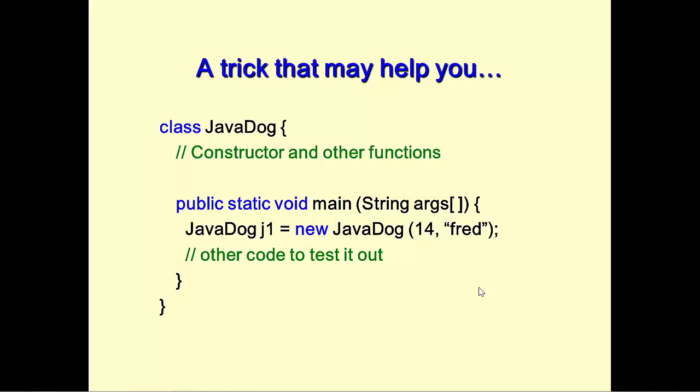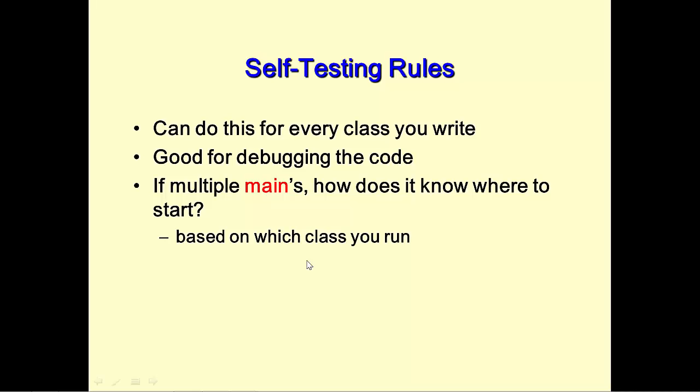Another trick that might help you is when you're going through a lot of testing and you're working on a class that you know is going to be used by other people, you might want to do something like this. You can include a public static void main inside of your class itself, and then you can bring to life one of the dogs or whatever it is, and then have some other code here that might test out that dog. So the question is, do you really want to do this all the time?